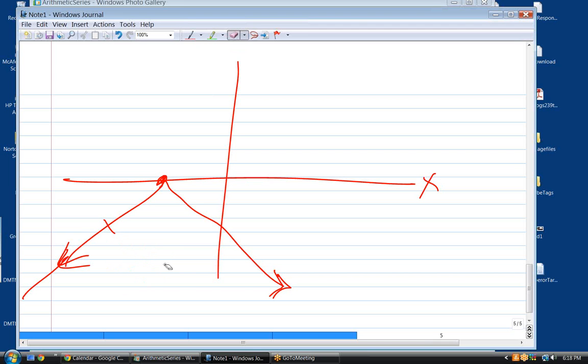X values go all the way to negative infinity on the left, and all the way to positive infinity on the right. If I had a big enough piece of paper and extended this curve in both directions, you would see that no matter where you looked on the x-axis, you would have a function. So domain is all reals.